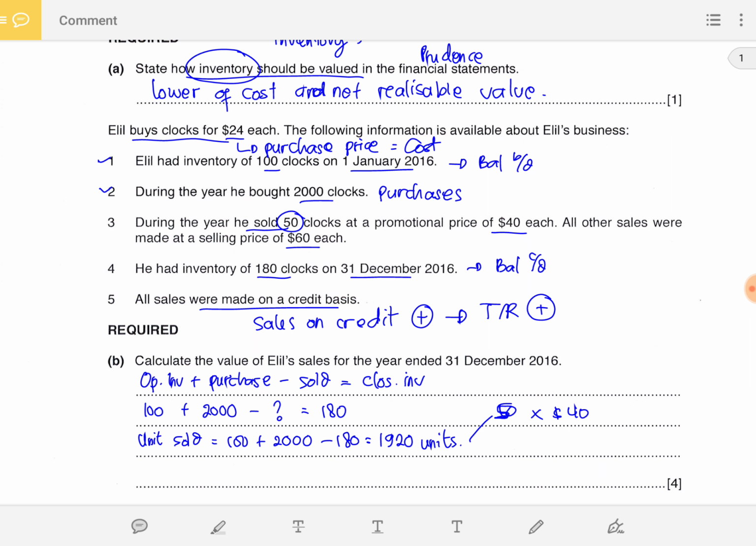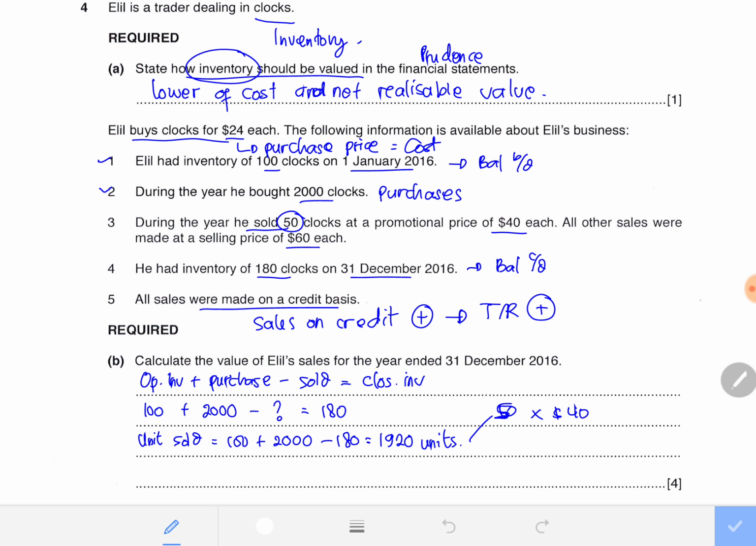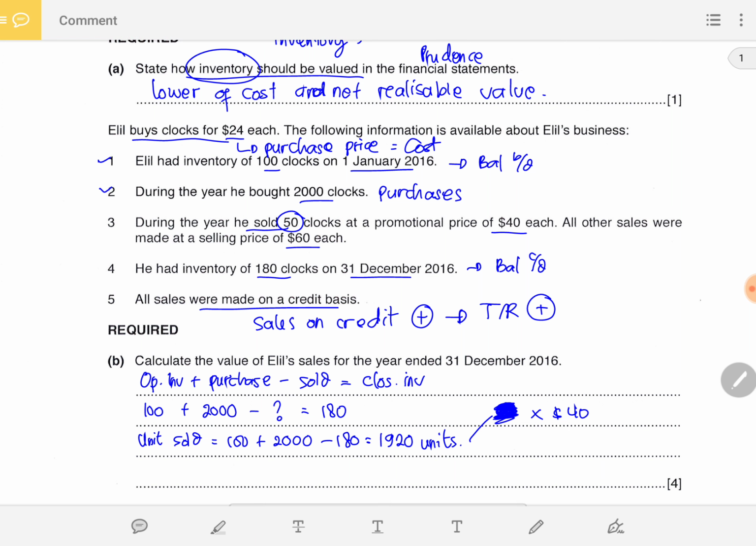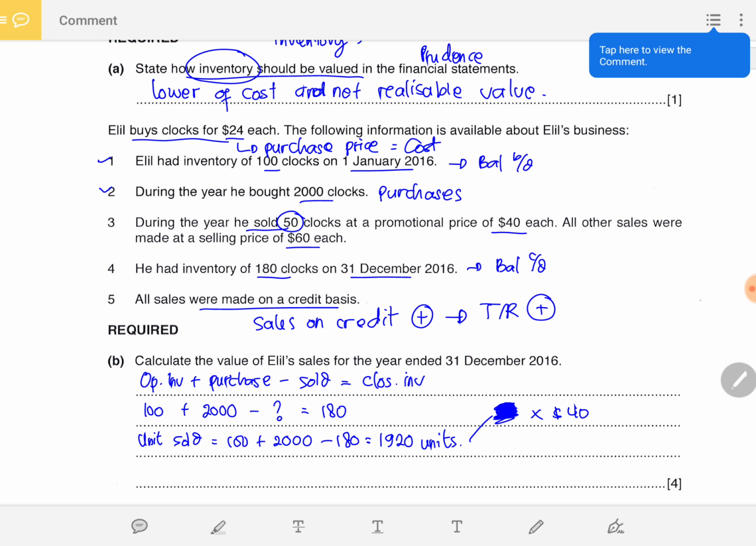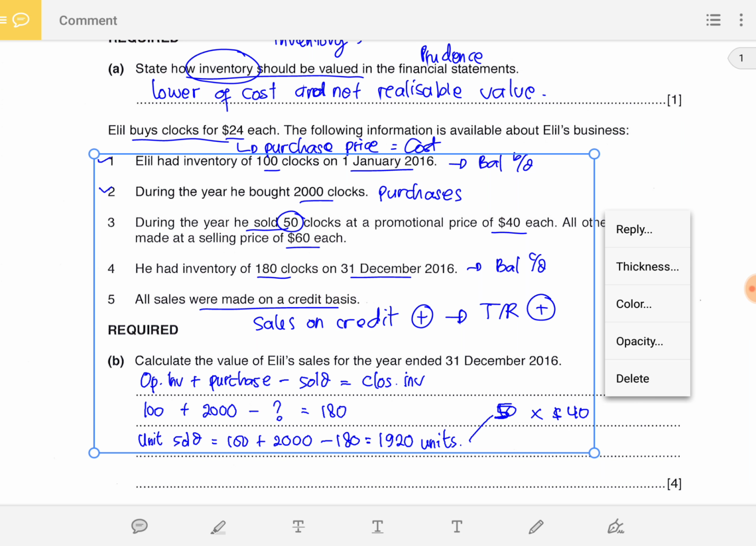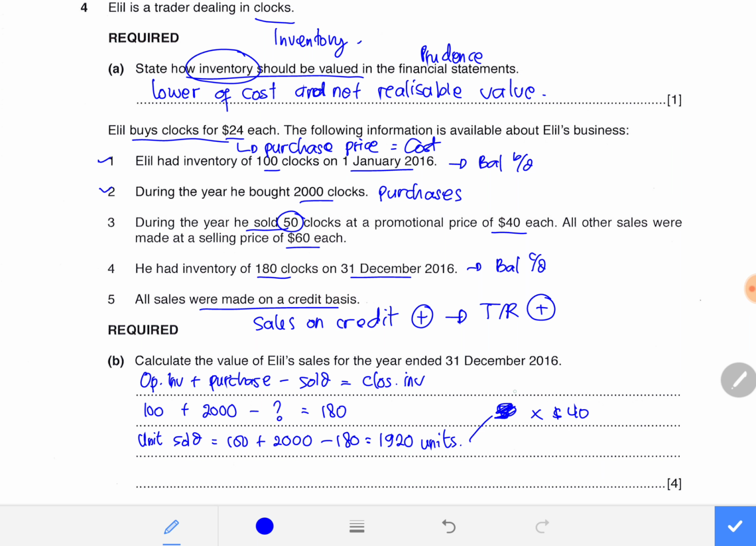Oops, I don't see the eraser here. Maybe I can erase like that. Okay, I cannot delete. So it's 50.